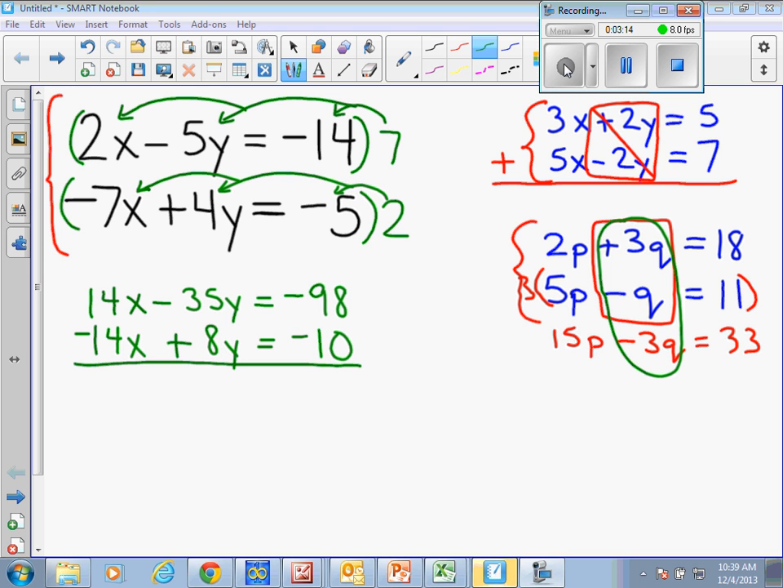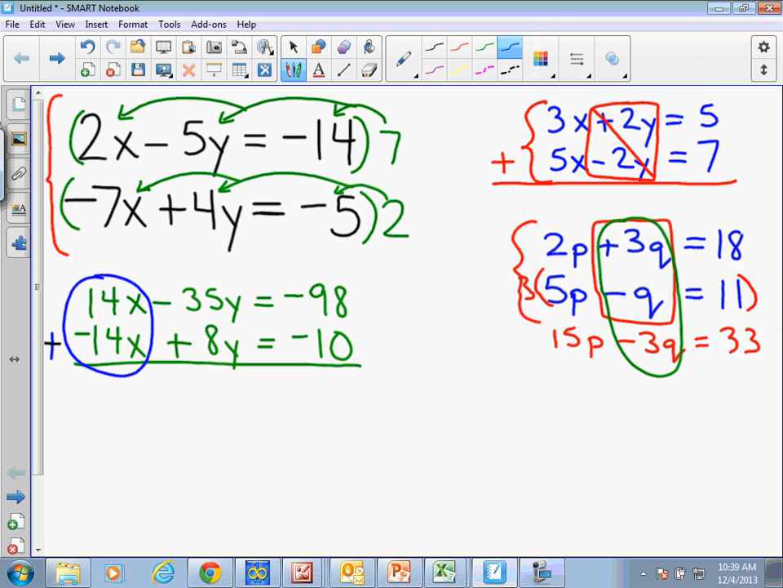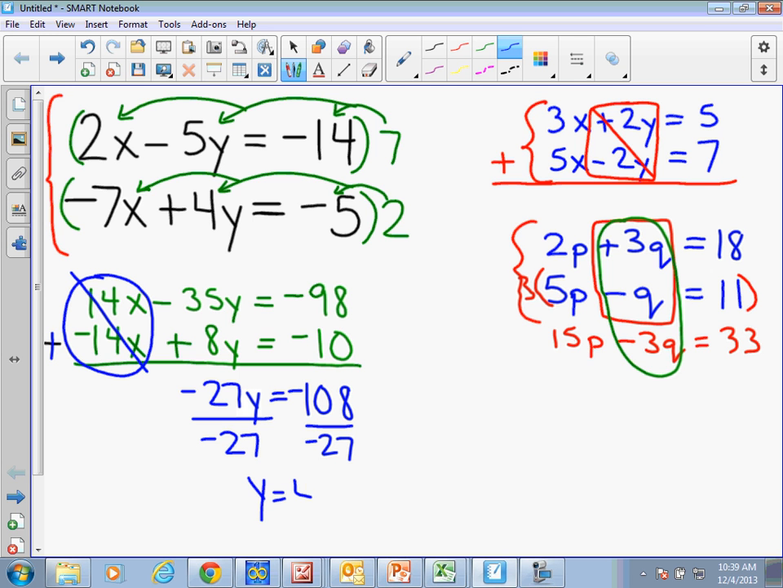Now I have my opposite coefficients, and when I add my two equations, that's going to eliminate, and I end up with a negative 27y equals a negative 108. And I have my one equation with one unknown. I'm ready to solve by dividing both sides by a negative 27. And I get y is equal to a positive 4.